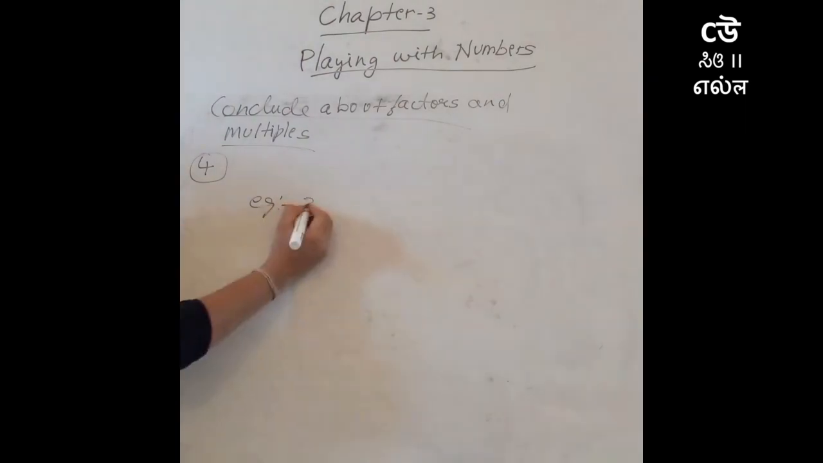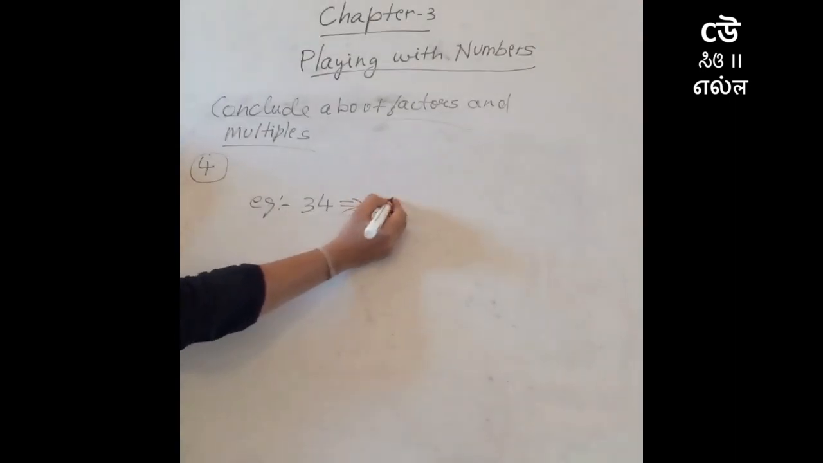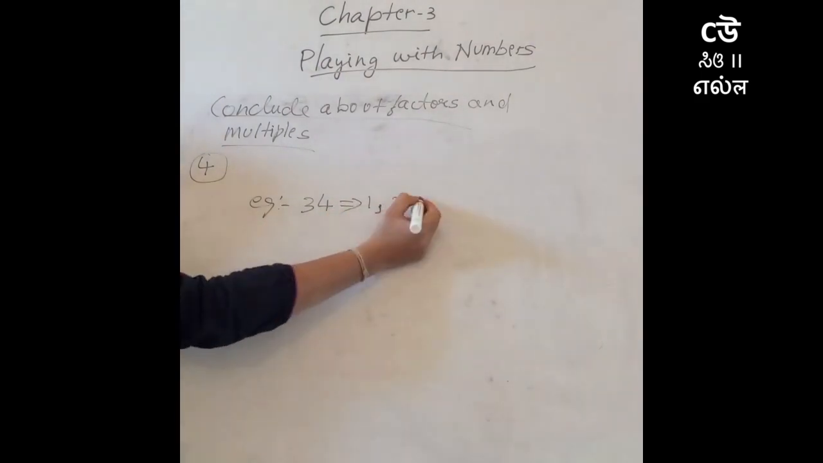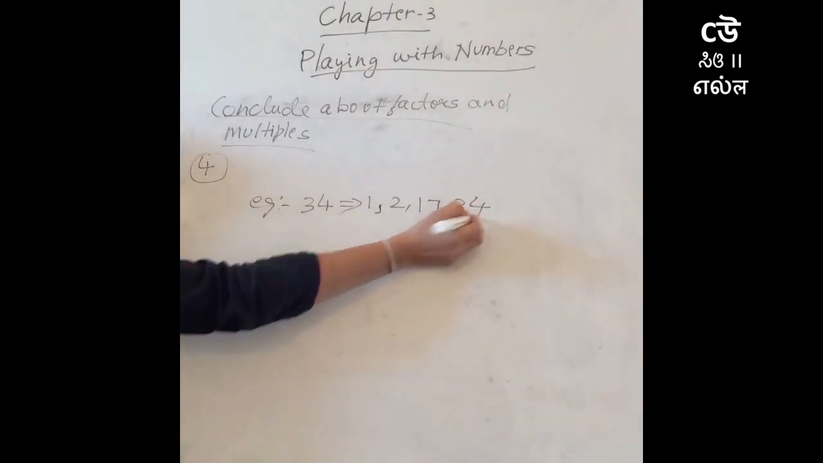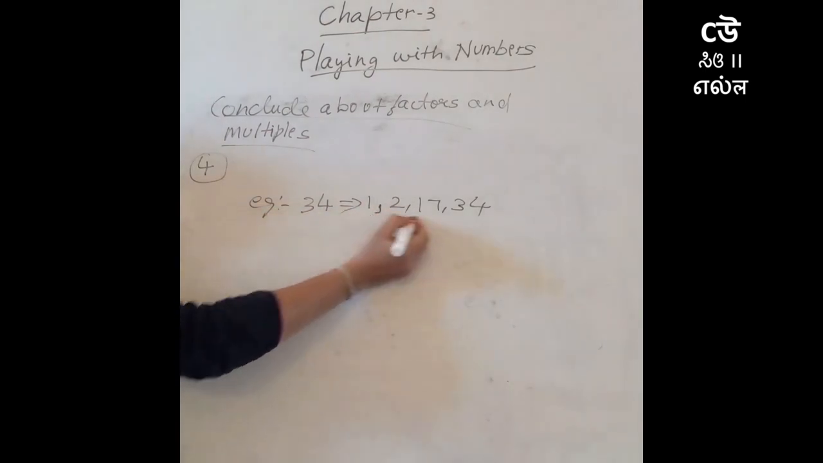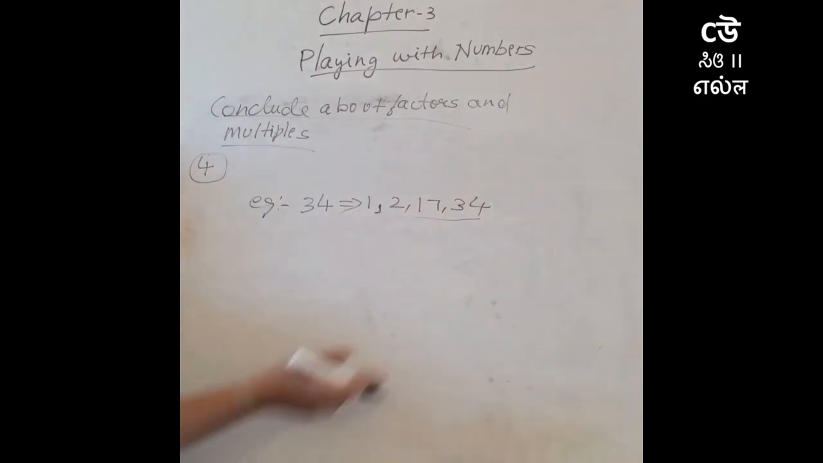For example, let us take 34. So what are the factors of 34, children? Factors of 34 are 1, 2, 17, 34, right? So with these numbers, do we have factors of 34 less than 34 or greater than 34?